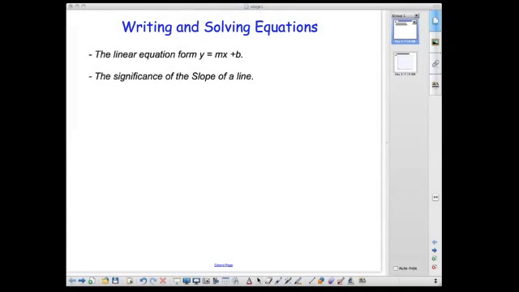So today our objectives are learning a little more about the linear equation form, which is y equals mx plus b, and finally identifying what m is. And m is slope. So we're going to learn about the significance of the slope of a line. The first thing we need to know about m is that there is a formula for m, and we can always solve for m. Now, m is slope.